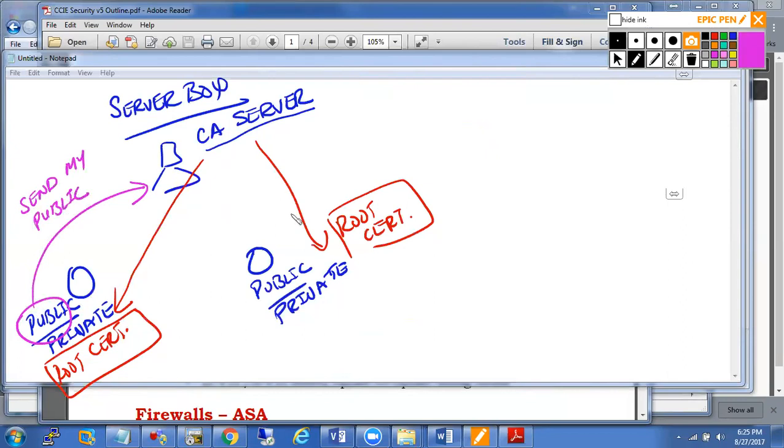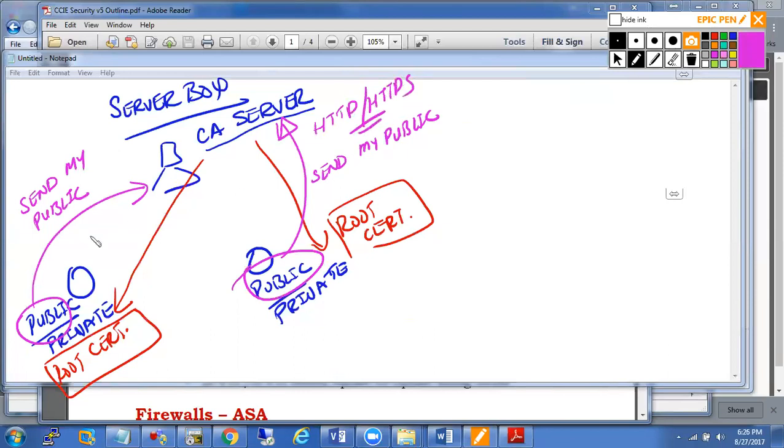But before I do that, I need to trust the CA server, and that's what I've done by downloading the root certificate over here. So I will send my public key to whom? To the CA server. This communication is done through web, HTTP or HTTPS. Okay. The CA server receives your request.